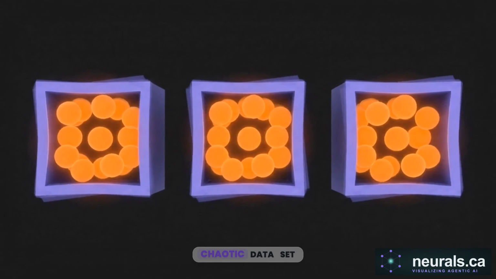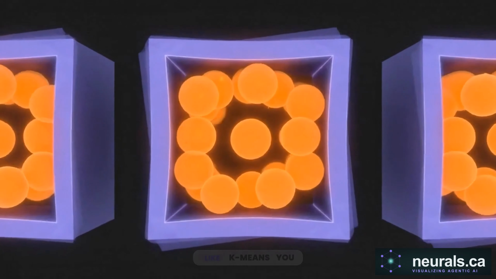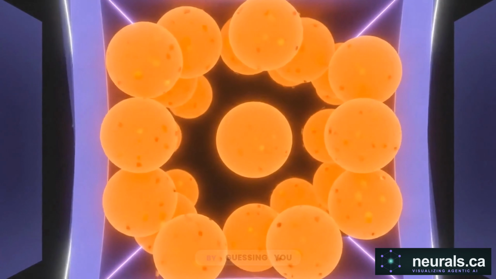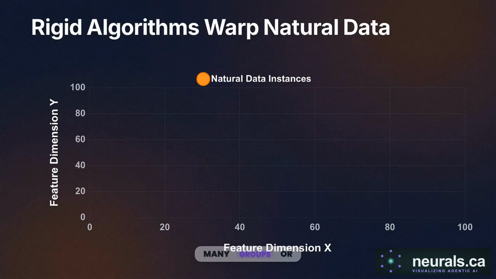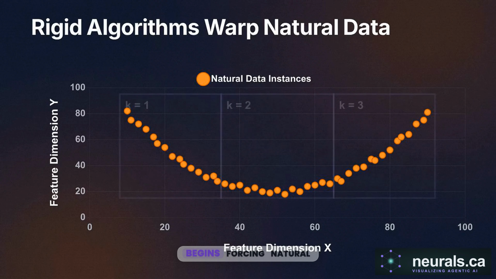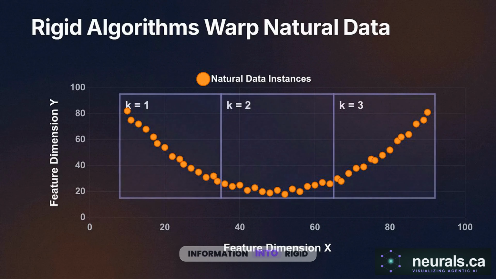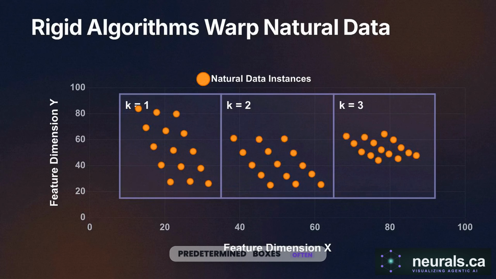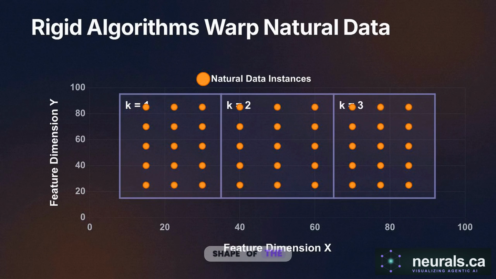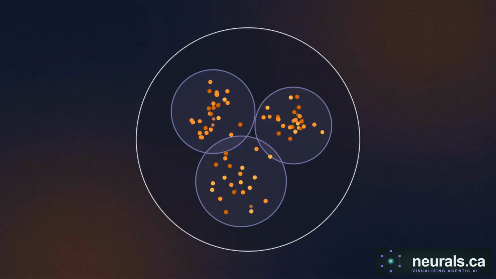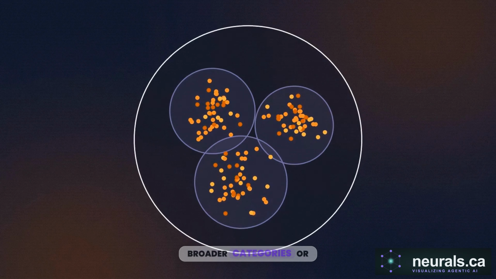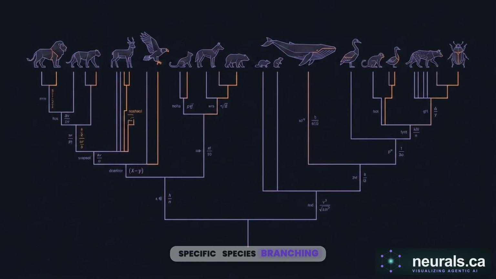To organize a chaotic dataset with an algorithm like k-means, you have to start by guessing. You must tell the computer exactly how many groups, or k, exist before the analysis even begins. Forcing natural information into rigid, predetermined boxes often warps the true shape of the data. Real-world data is inherently nested. You find distinct subtopics grouped inside broader categories, or specific species branching out of larger biological families.